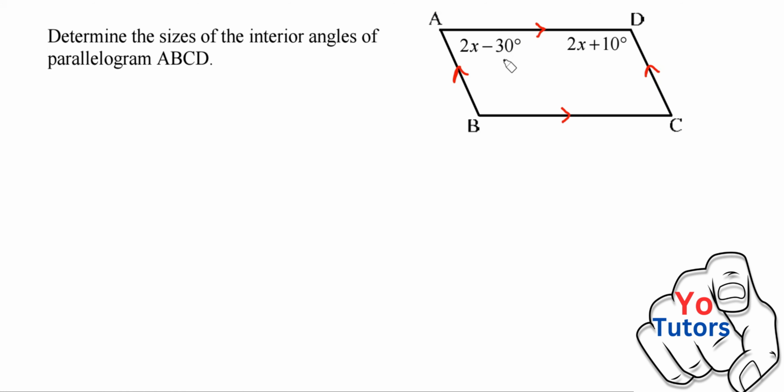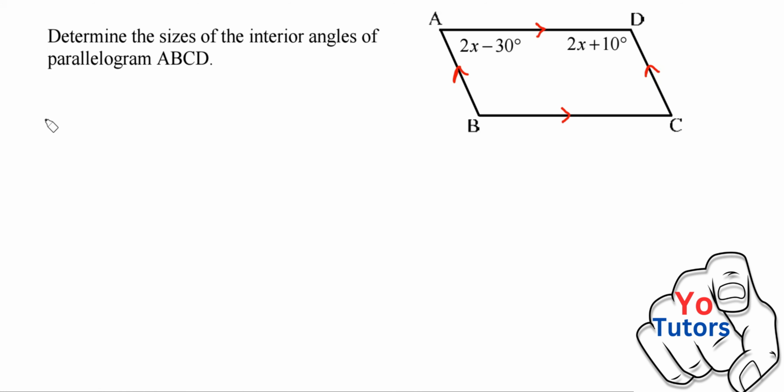Now, what do co-interior angles do? They are supplementary, meaning they add up to 180. So that's what we know, and we can now use that information to calculate the angles.